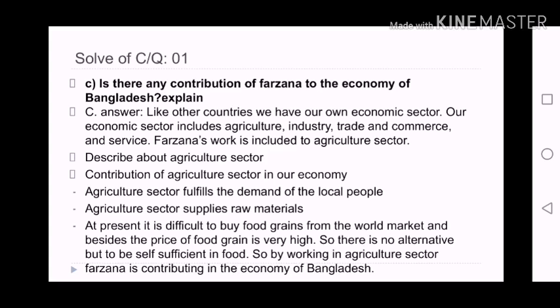Not only that, at present it is difficult to buy food grains from the world market, and besides, the price of food grain is very high. So there is no alternative but to be self-sufficient in food. So by working in the agriculture sector, Farzana is contributing to the economy of Bangladesh. Saying that, you can sum up your answer to question number C.